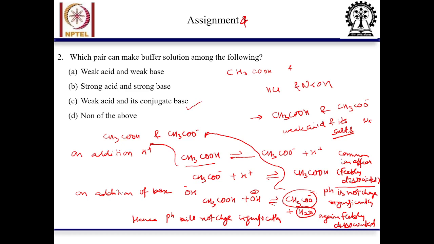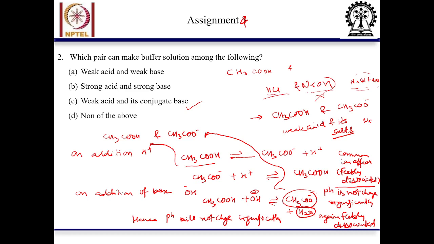Now the question is, if we have a strong acid and a strong base, suppose HCl and NaOH, HCl is strongly dissociated, so it will form NaCl plus water. But once we add the acid, what will happen? The strong acid will not resist, because the H plus ion concentration will increase. Once we add the OH minus ion, the OH minus concentration will increase. So it will not be able to resist the change in the pH, right? So option C is the correct answer for this question.